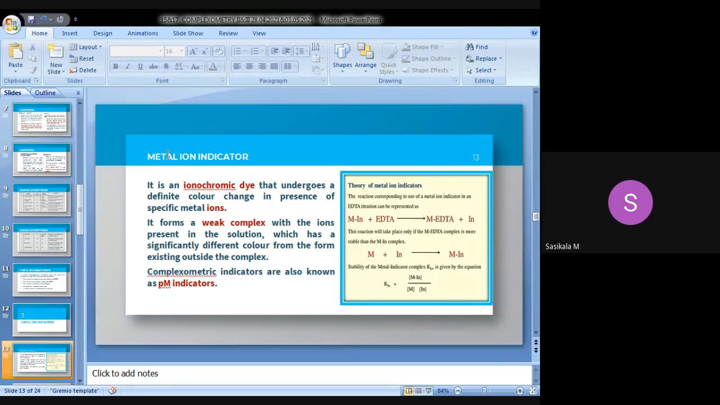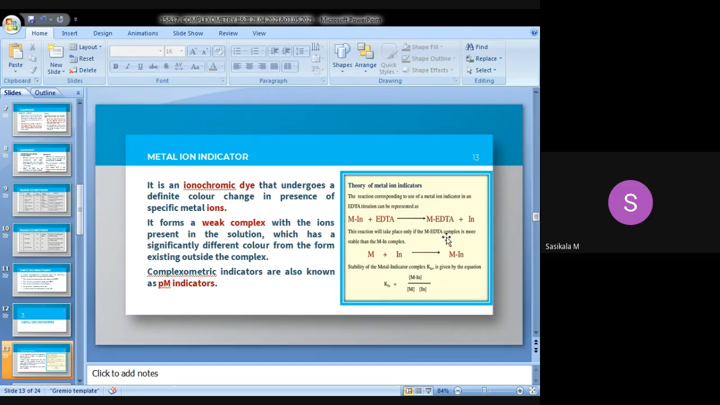Got it? So what is a metal ion indicator? It is an ionochromic dye, and it undergoes a color change in the presence of some specific metal ions. So the free indicator will have a separate color, and when it is binding with the metal ion, it will have a different color. So this color change represents that the titration has been completed, the end point of the titration. What type of complex does it form with the metal? Weak complex, unlike your titrant, which forms a strong and stable complex.